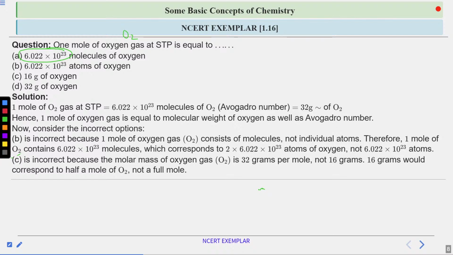So molar mass will be simply 32 gram for O2, because the atomic weight of oxygen is 16. So 16 plus 16 for 2 O's will give you 32. Okay, so this was about this question. Now let us move to the next one.